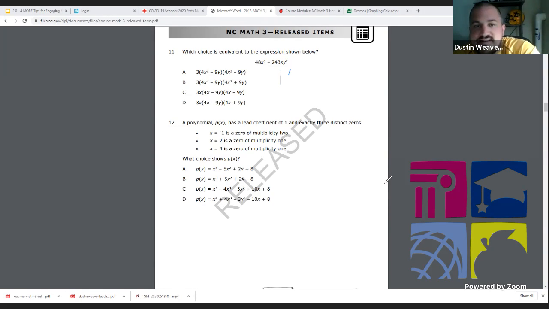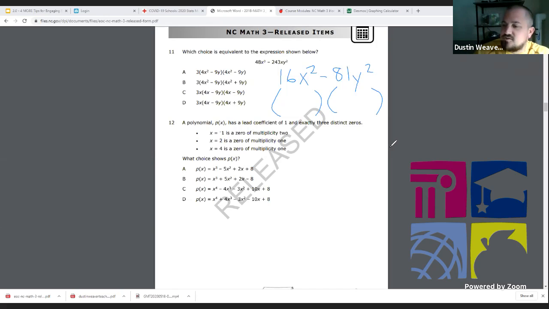48 divided by 3 is 16. And if you take an x away, you have x squared. Minus 243 divided by 3 is 81. And if you take out an x, then you only have y squared, okay? We call this what? What do we call 16x squared minus 81y squared? What type of factoring would we do for this? It's a special kind, right?